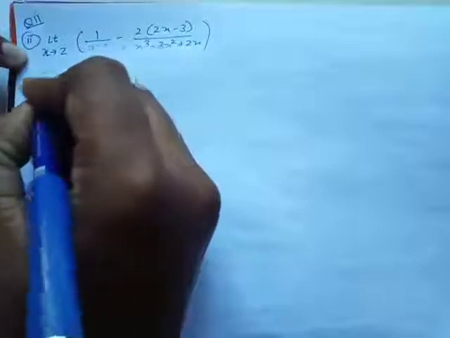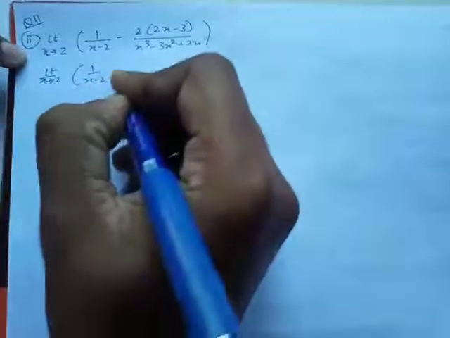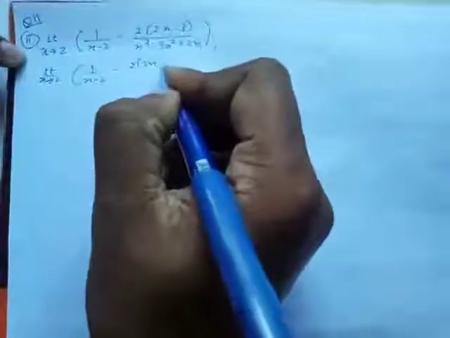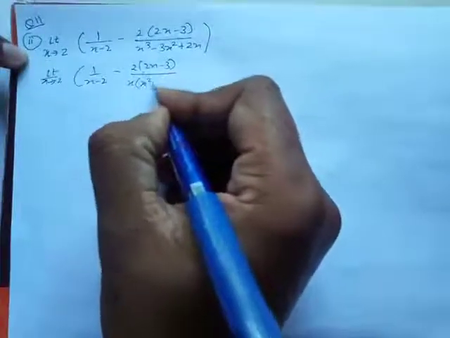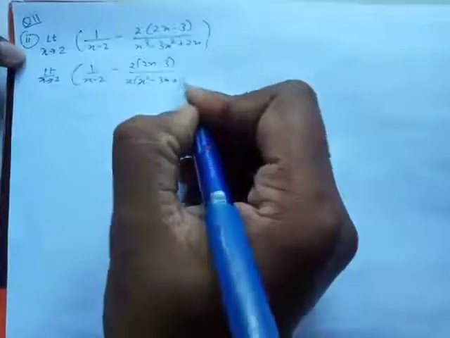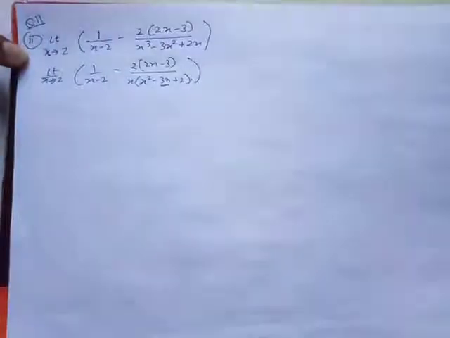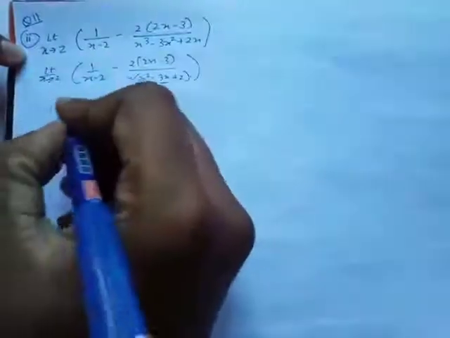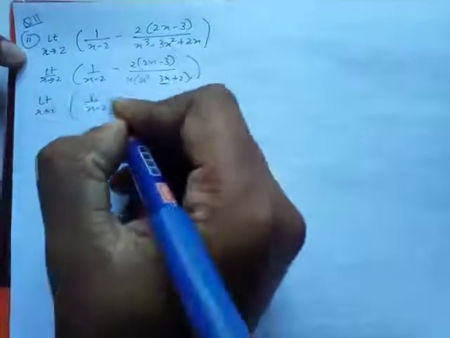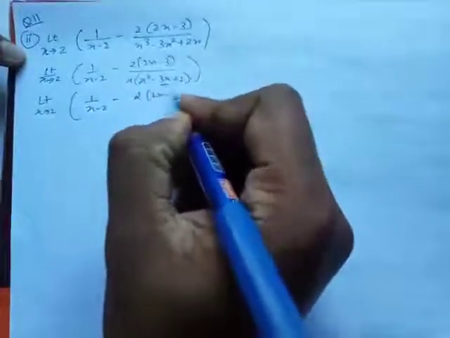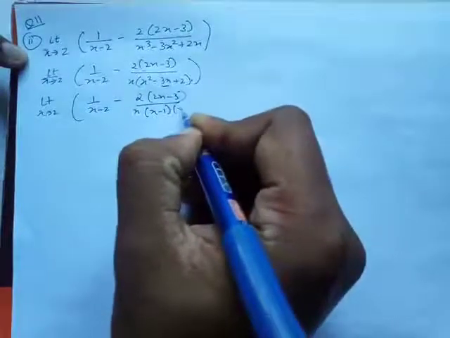So limit x tends to 2, 1 upon x minus 2 minus (2x minus 3) upon, if you see this, I can take x common, so what is left? x square minus 3x plus 2, and then I can split the middle term. When I split the middle term, what will I be getting? x minus 1 and x minus 2. So I'm writing it down. 1 upon x minus 2, limit x tends to 2, minus (2x minus 3), and if I break this down, ये x तो already बाहर है और क्या बचेगा मेरे पास? x minus 1 and x minus 2. You can break this down.